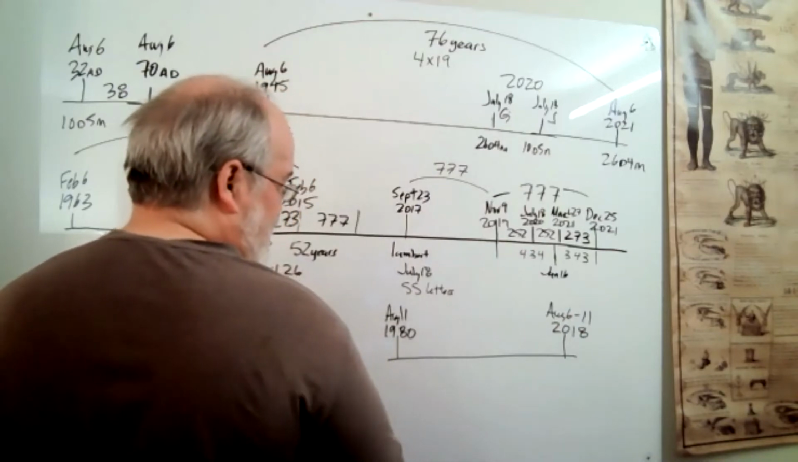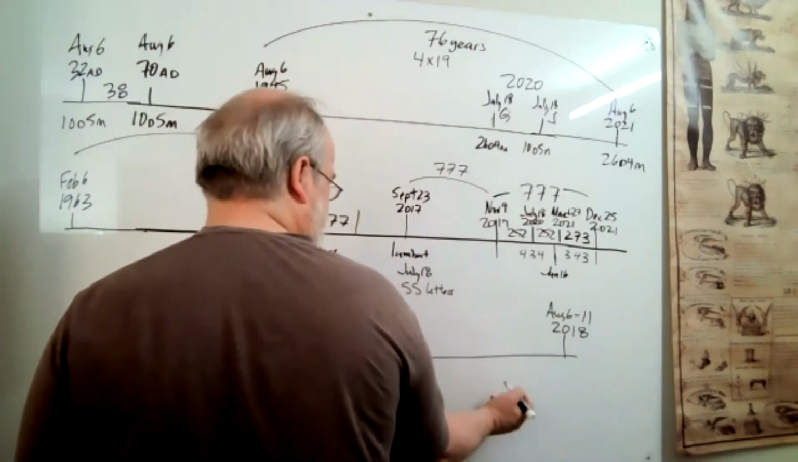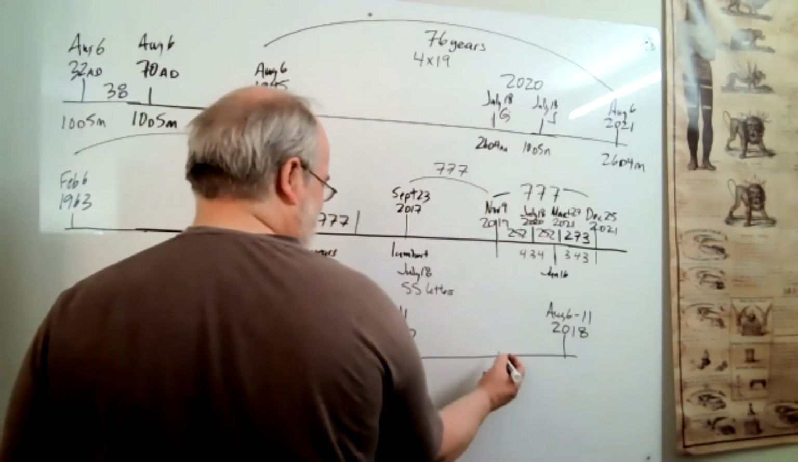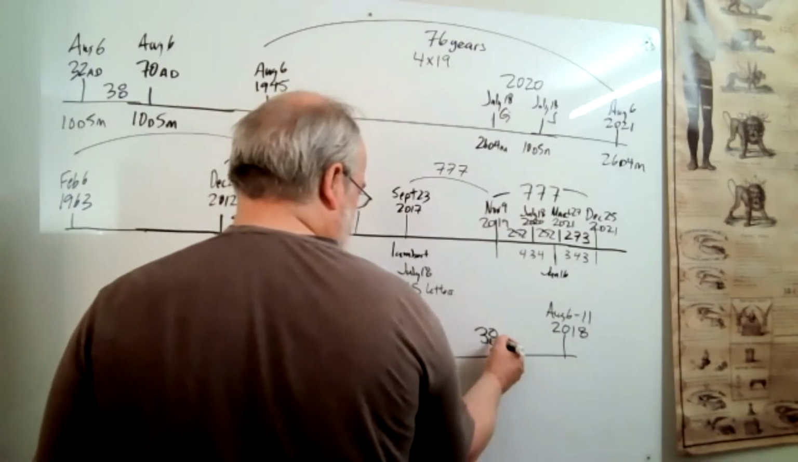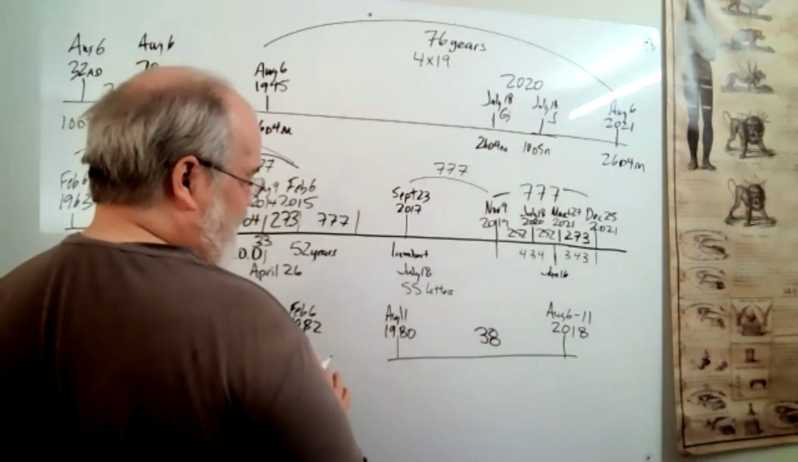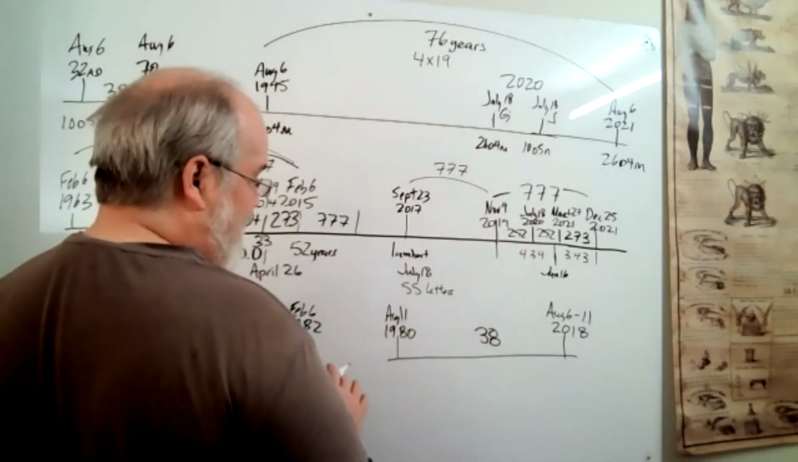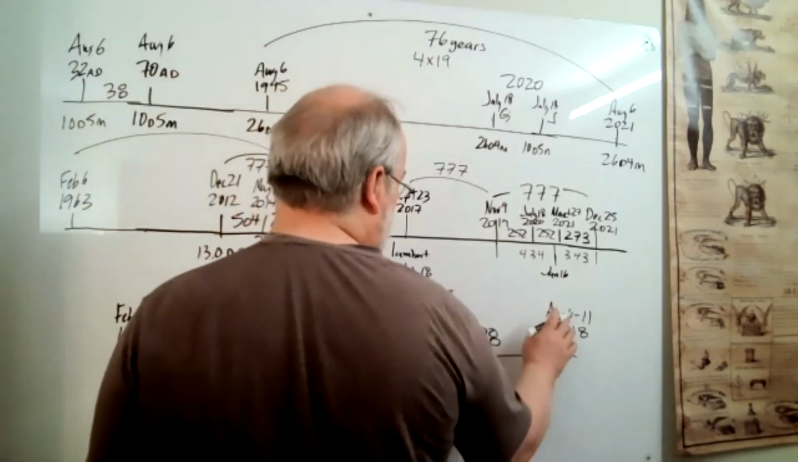Now, this is how many years? 1980 to 2018. It's hard to believe that I'm this old. But this is 38 years, and so this is 2 Metonic cycles. And again, we have 2 dates tied together. This date is August 11th.